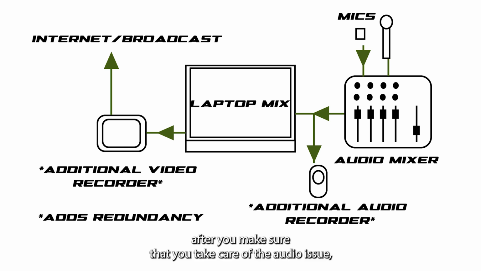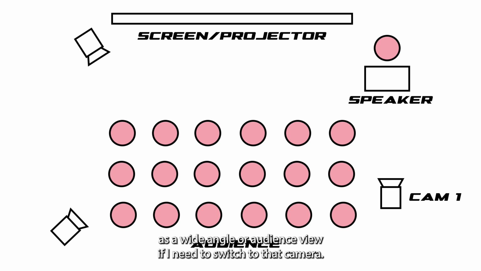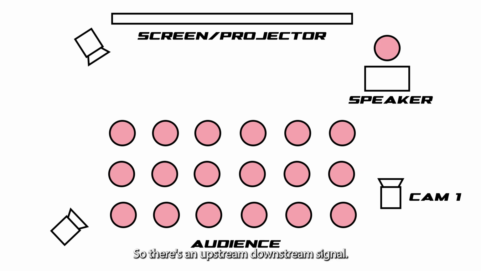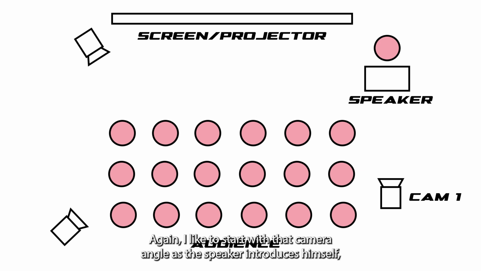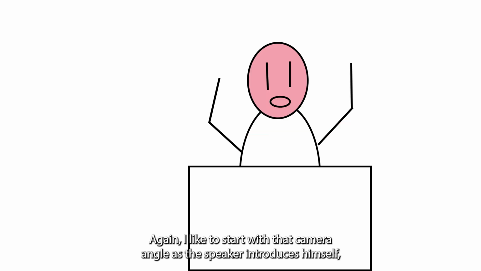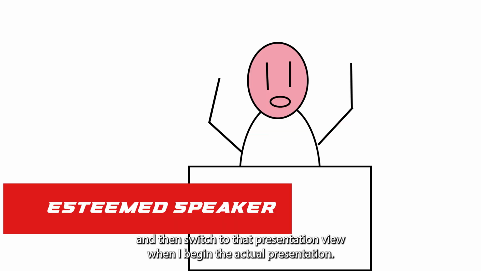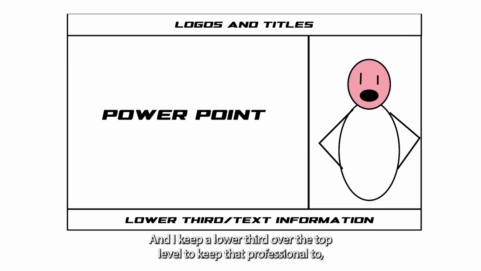After you make sure that you take care of the audio issue, I also have another camera as a wide angle or audience view if I need to switch to that camera, and that's an overlay over everything, so there's an upstream, downstream signal again. I like to start with that camera angle as the speaker introduces himself, and then switch to that presentation view when they begin the actual presentation. And I keep a lower third over the top level to keep that professional too.